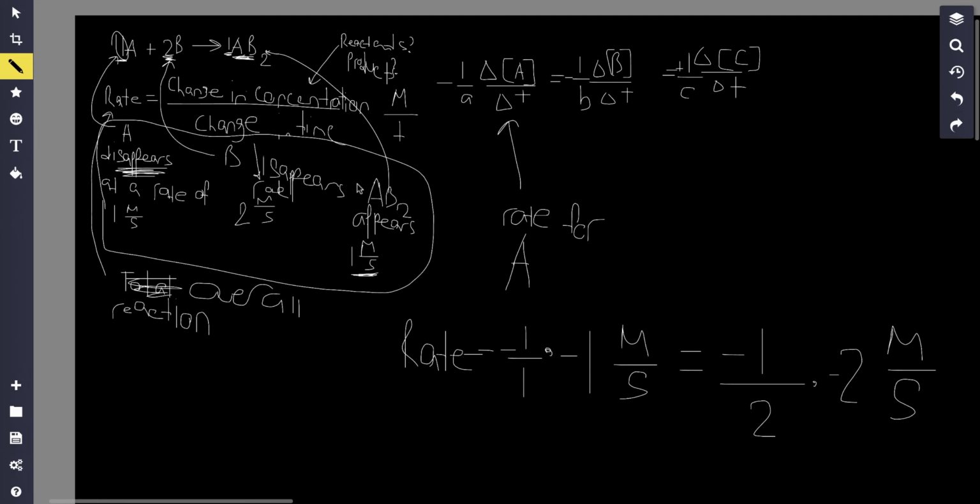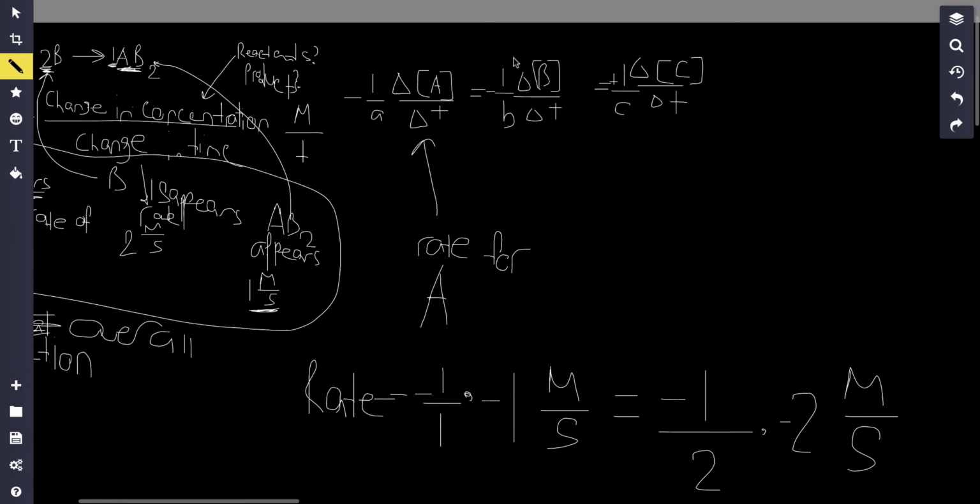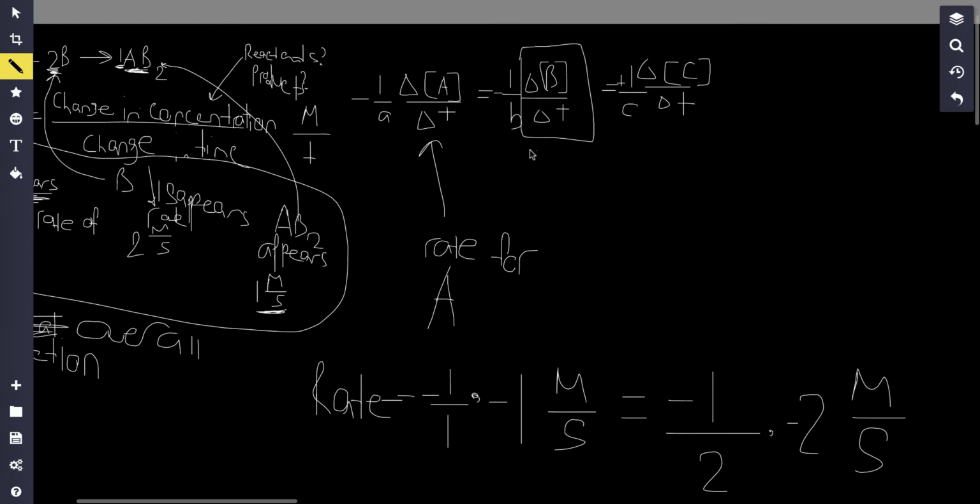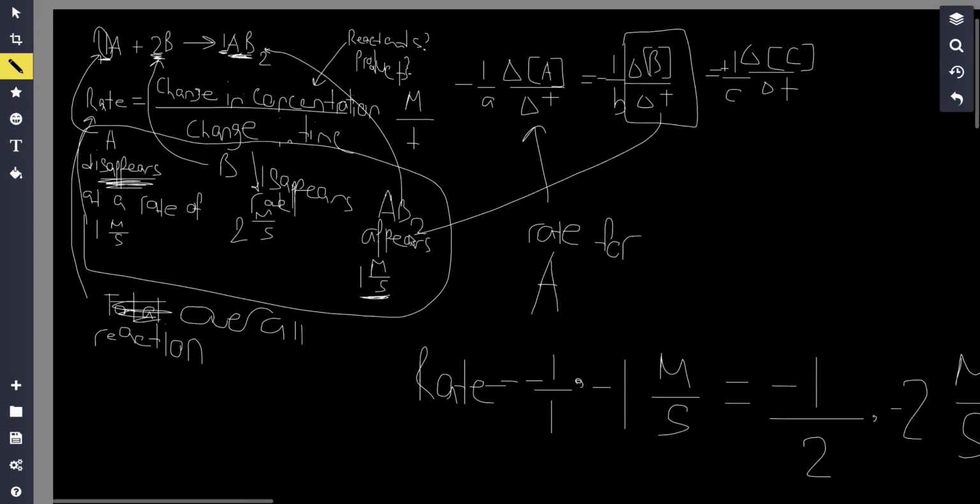Because it's disappearing. Yeah, so essentially the change in concentration of B divided by the change in time, you can essentially see this change right over here, right? We're saying that the concentration of B changes by 2 molar every second. So 1 second is our change in time, and our change in concentration is 2 molar. So you can see by that.